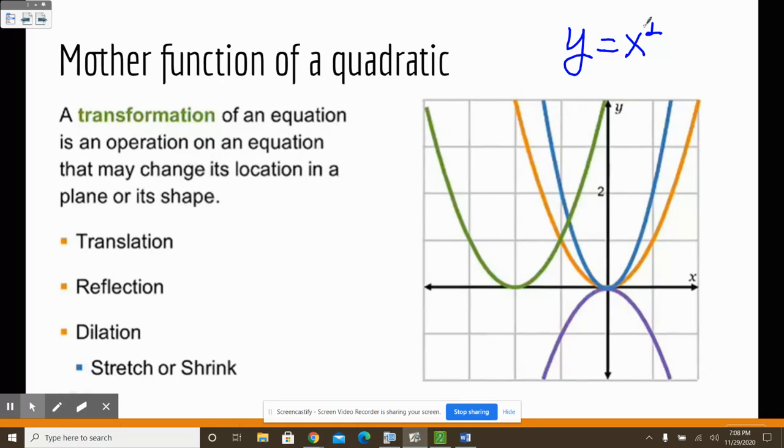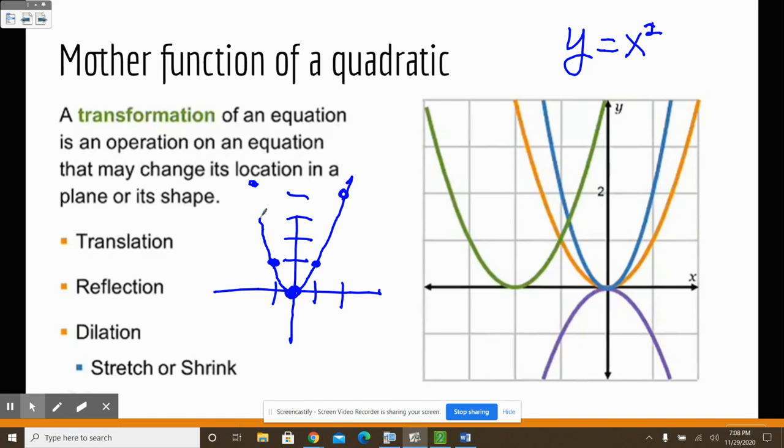So everything we do when we compare all of our graphs to what they originally are, we're going to compare it to the mother function, which if you remember has points (0, 0), (1, 1), because 1 squared is 1, (-1) squared is 1, and then (2, 4). Those are kind of the big points, (3, 9), (4, 16). So when we do any comparison, we're going to compare it to this guy, which is the orange graph right here. Okay?